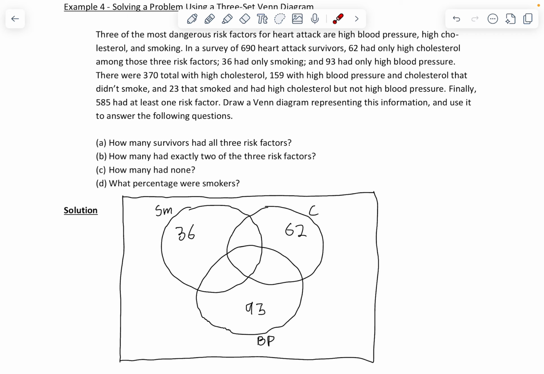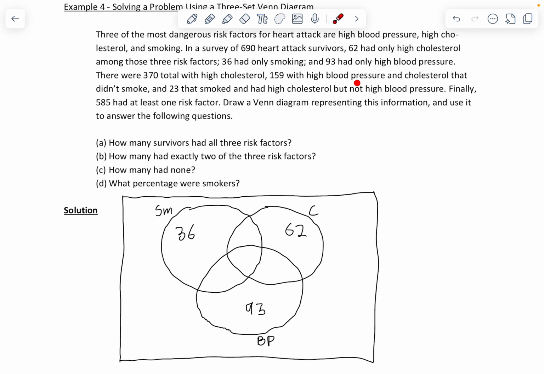Keep going. There were 370 total with high cholesterol. So that means the 4 regions inside the circle labeled C have to add up to 370. So far, I only know the 62 inside one of those regions. I still have 3 regions that I'm not sure about, so I can't do a whole lot with that right now. So let's keep going.